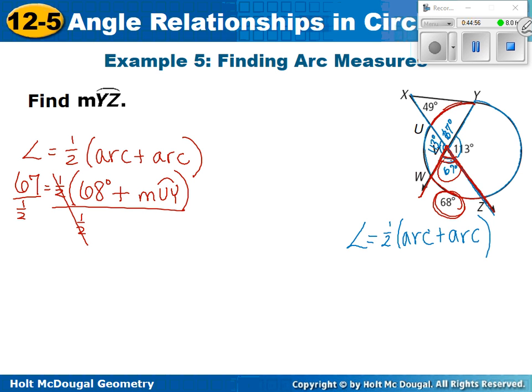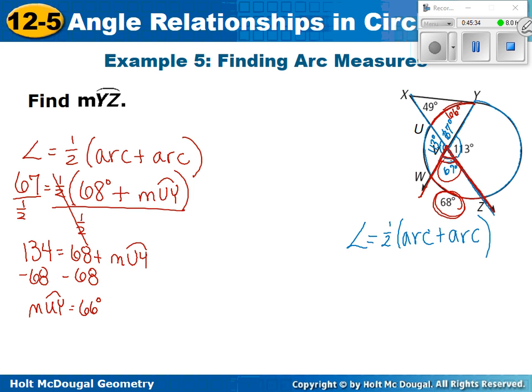So you end up with what over here on the left? 134 equals 68 plus the measure of UY. Now what could we do? Subtract 68. So what's the measure of that arc? 66. Everybody agree? Okay, so back up here in my picture, I now know that this arc is 66 degrees. I'm still trying to find YZ.